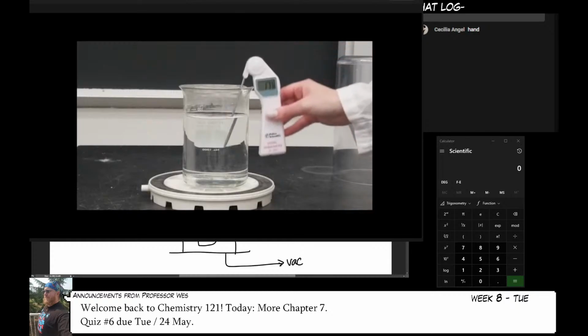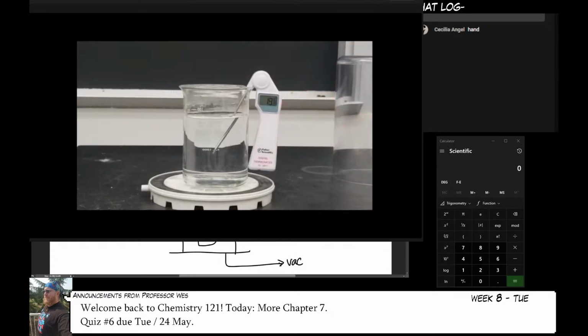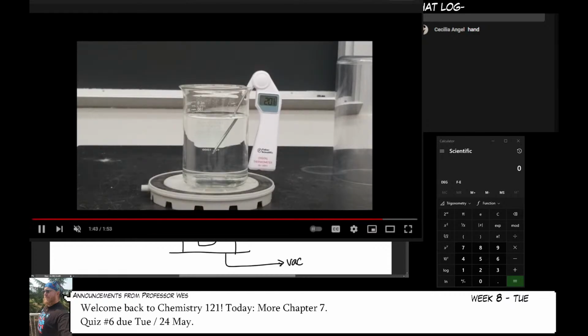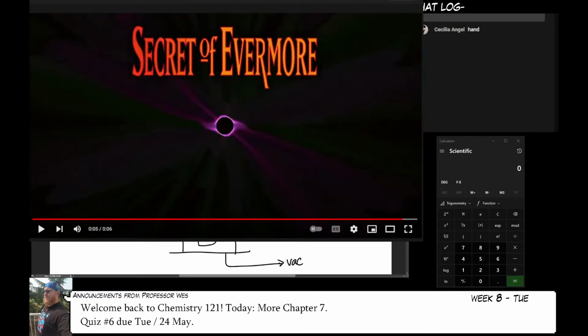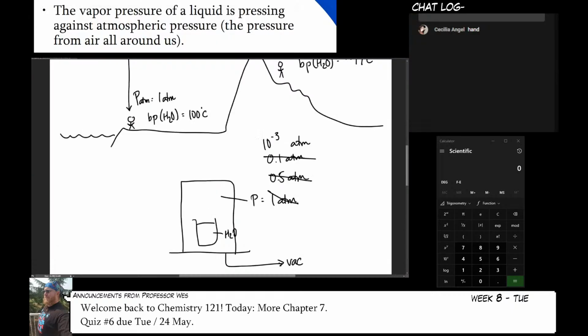Now, as soon as you reintroduce the atmosphere, it stops boiling. And you can see that the temperature is still 20 degrees Celsius. So you can actually boil things at room temperature if you remove all of the atmosphere around it.